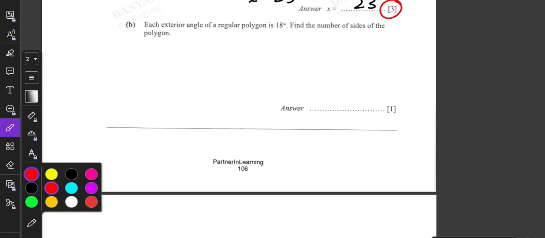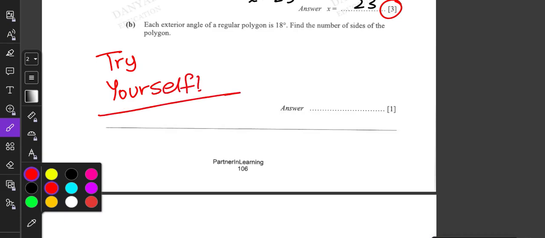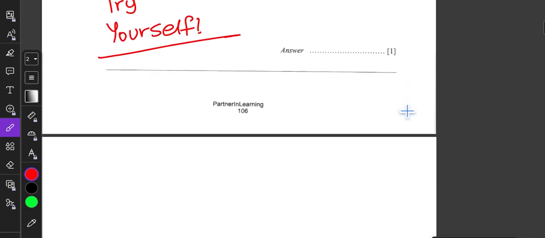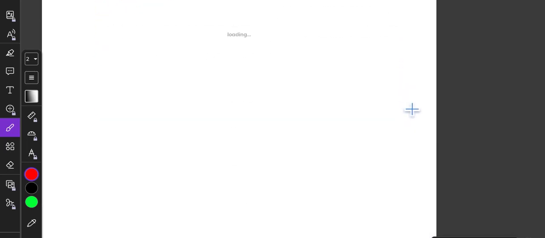Each exterior angle of a regular polygon is 18 degrees. Find the number of sides of the polygon. This will be a try yourself question. Please attempt this question by yourself, because I will not be giving you the answer. This one should have already been taught. Alright, can? Okay, next.